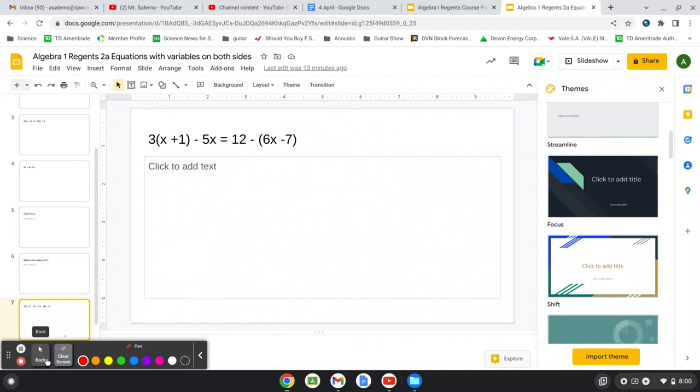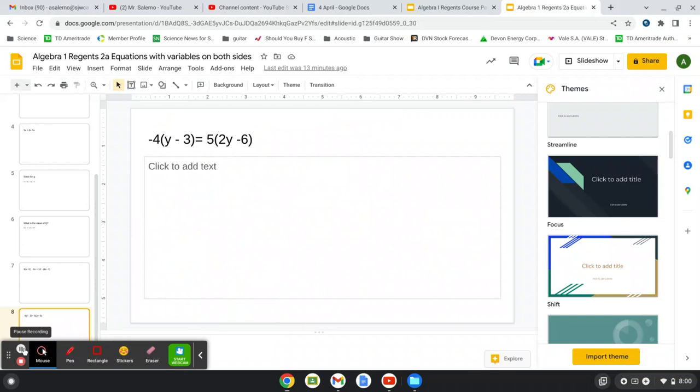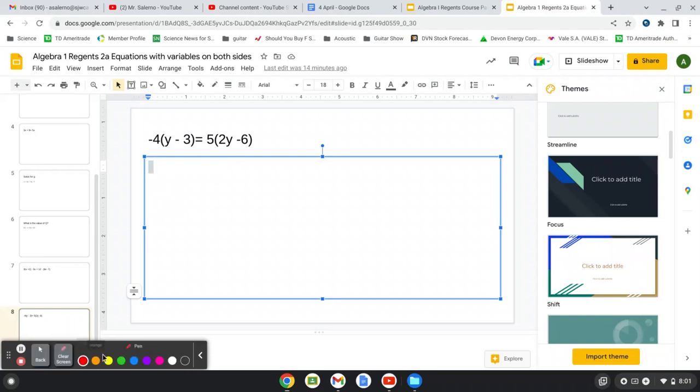All right, so let's move on. We'll try this last problem for this video. And then in the next video, we'll show how to use the calculator to solve some of these questions. All right, so again, distribute. So we're going to have, and let's get the pen back. Let's get the green today. Negative 4y and plus 12.